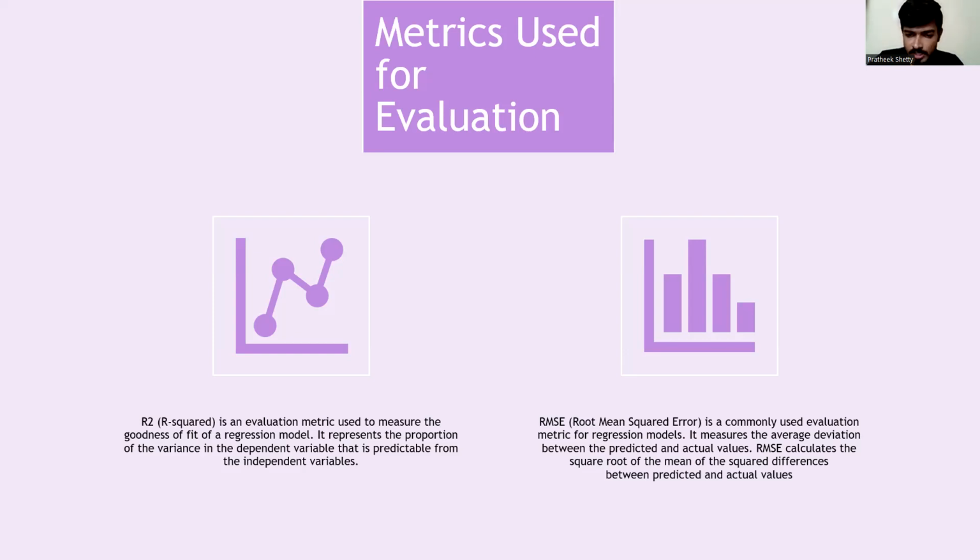Root mean square error, or RMSE as it's known, is a commonly used evaluation metric for regression models. It measures the average deviation between predicted and actual values. RMSE calculates the square root of the mean of the squared differences between predicted and actual values. It is interpretable in the same unit as the dependent variable, and a lower RMSE value indicates better model performance.